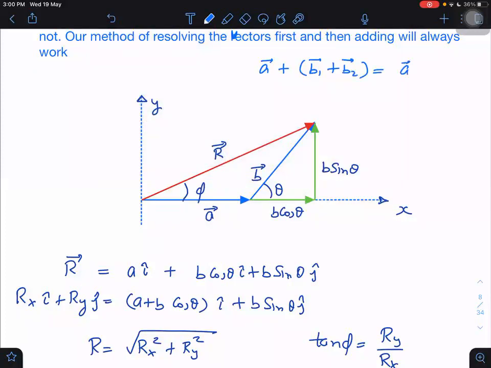I can take A plus, I can add these two together first. I can get the resultant and then I can add with A. Or I can do this thing. I can take A separately and B1 separately and B2 separately. This will be the same thing. This is called the associative property.